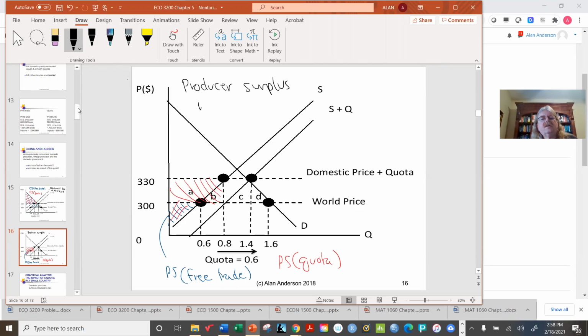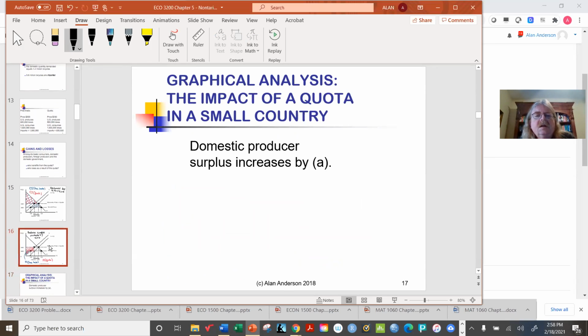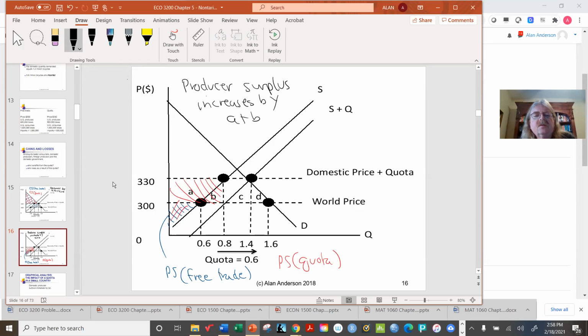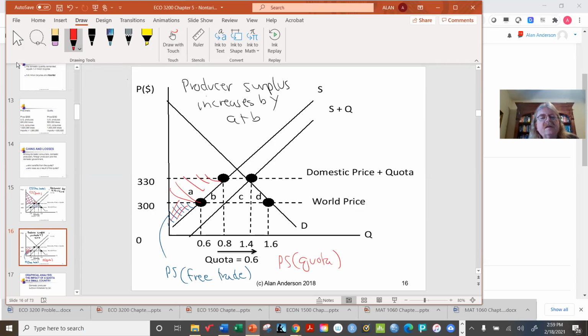So the producer surplus increases by A and B. All right, so now, unlike last time, there's no tariffs. Oh, wait a minute. No, it looks like I drew it wrong. Sorry, it only goes up. Oh, I get what they're saying. All right, sorry, my fault. It's A, not B, sorry. It's just A. All right, let's try that again. Yeah, the supply curve is here. That's good. All right, so it's just A.